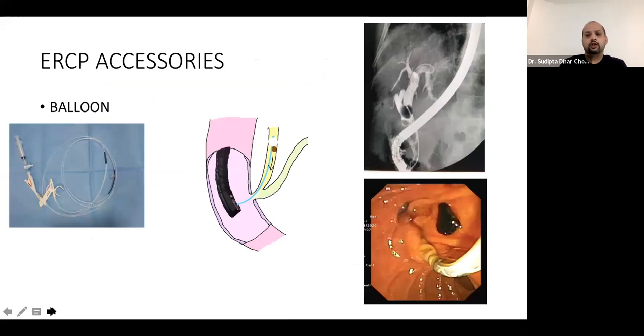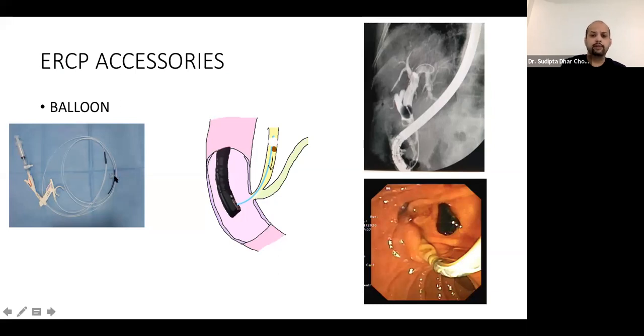Now, for biliary stone extraction, we have a number of accessories which are now available. And for stones which are less than 10 millimeter, which are really uncomplicated biliary stones, I'm not talking difficult biliary stones here, which would of course be dealt with by Dr. Sundeep in the subsequent talk, the two most commonly used accessories for stone extraction are a balloon and a basket.